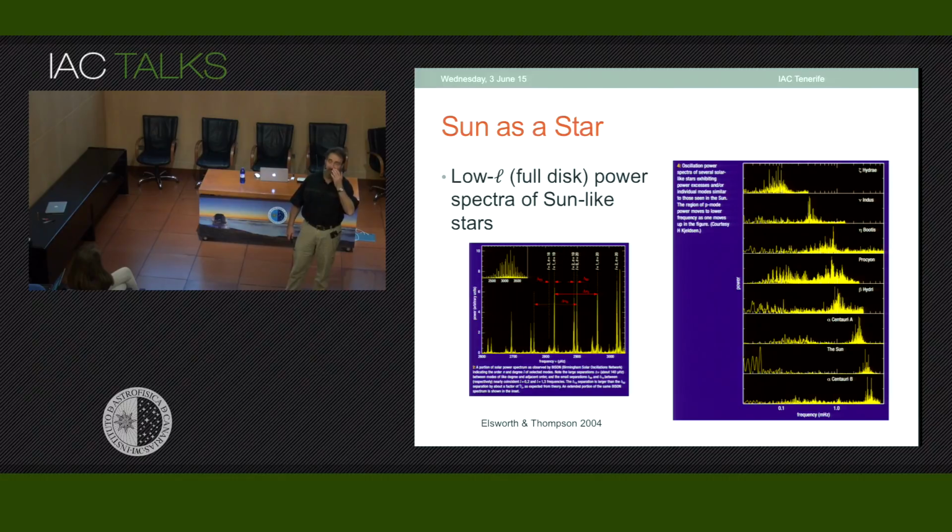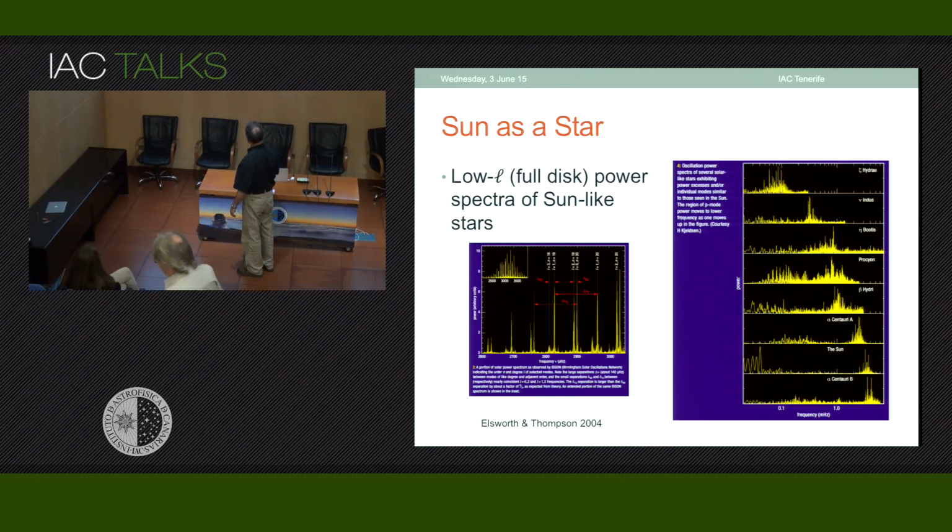One of them is BiSON, which has been running for a long time, over 30 years or something, I think. And it essentially is just looking at a full disk. And you can have a look at the oscillations of the sun here. So this is frequency, so that's about 3 millihertz. So most of the sun's power is peaked around 3 millihertz. And 3 millihertz corresponds to 5 minutes roughly. Hence the 5-minute oscillations. Alpha Cen B is just slightly higher in frequency. Alpha Cen A is a little lower, and so on.